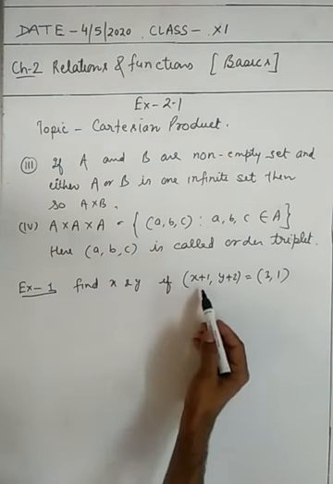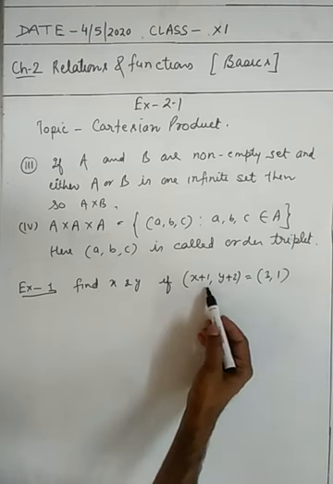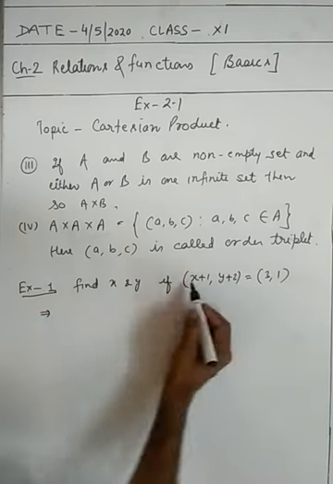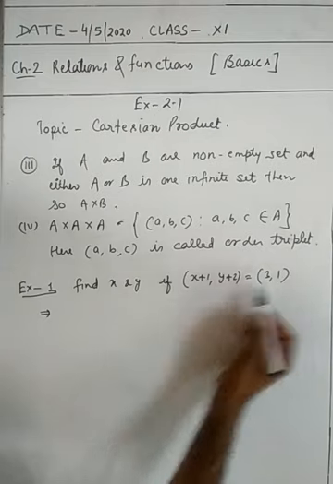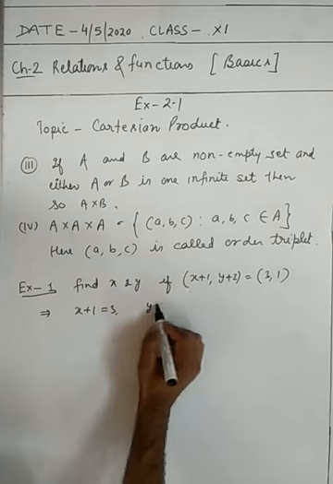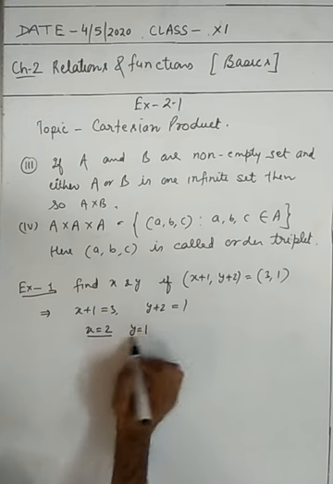I am taking an example. Find x and y if (x + 1, y + 2) equals (3, 1), means this ordered pair is equal to the second ordered pair. We know that when two ordered pairs are equal, their first part equals the first part. So x + 1 equals 3 and y + 2 equals 1. On solving, we get x equal to 2 and y equal to -1.